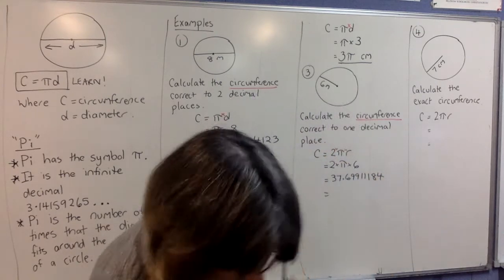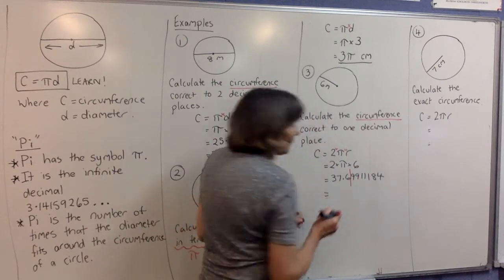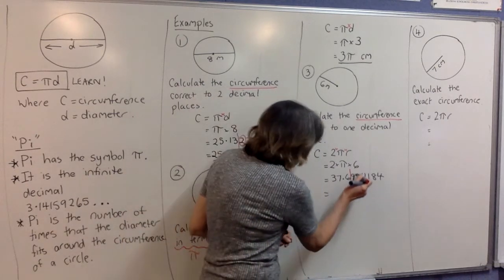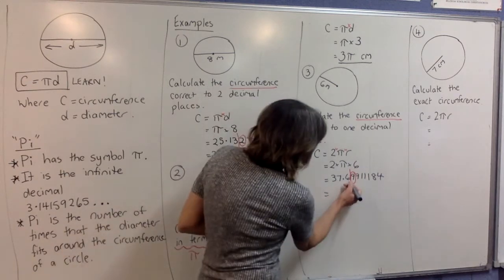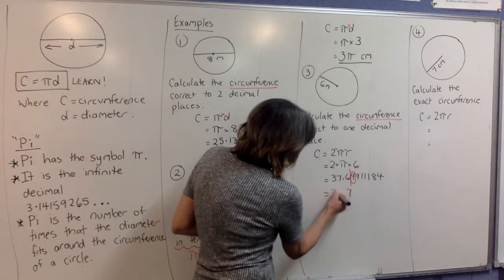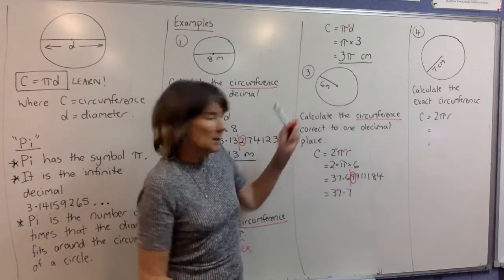Okay, now this question wants us to round to 1 decimal place. So we're drawing our line after 1 decimal place this time. Look at your next digit. That's 5 or more. So this is going to go up by 1 to 7. And everything in front stays. And we're in metres this time.